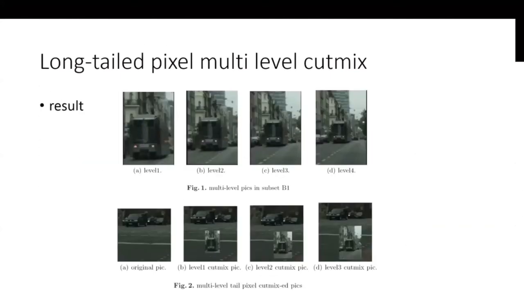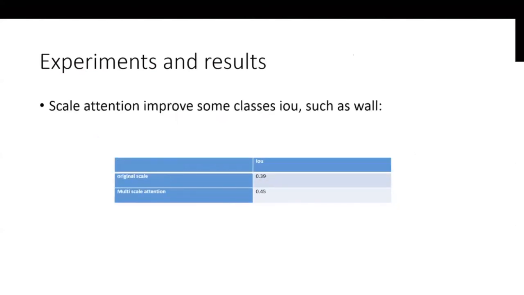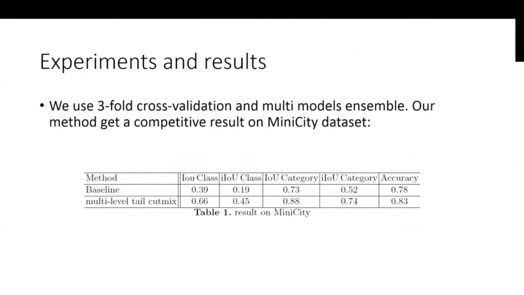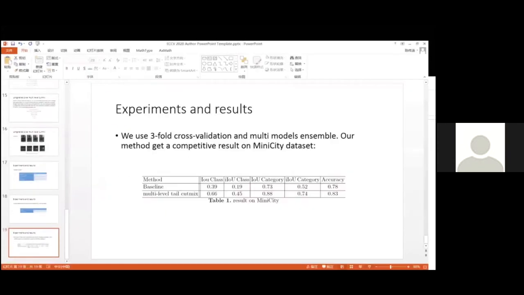It's our cameras results. It's our single model results. It's our scale attention improves some class. We use a string photo cross validation the multi-model in Silver. It's our final results. Thank you.